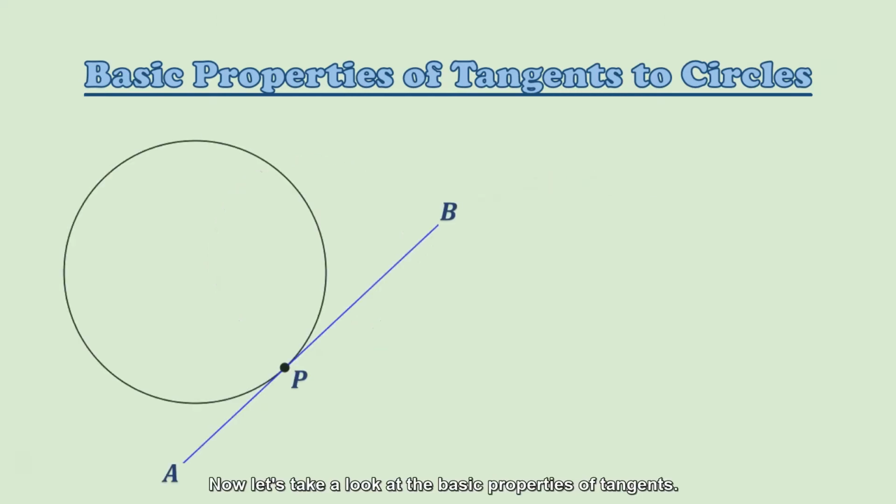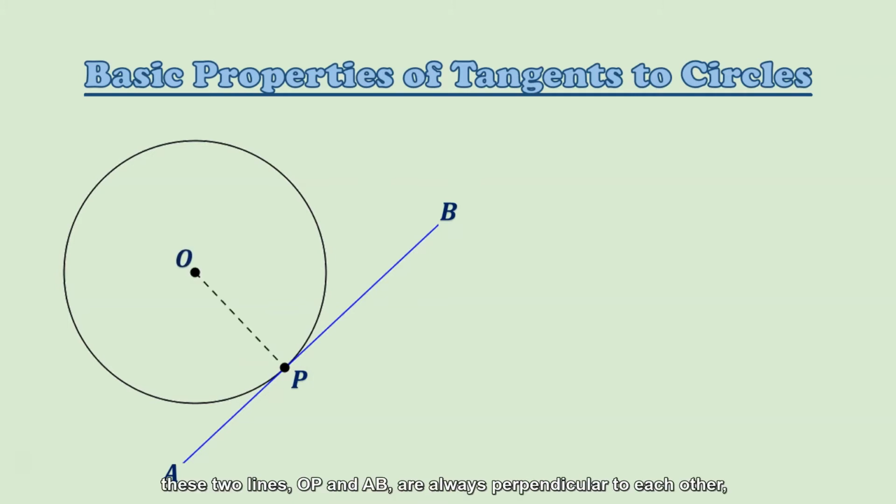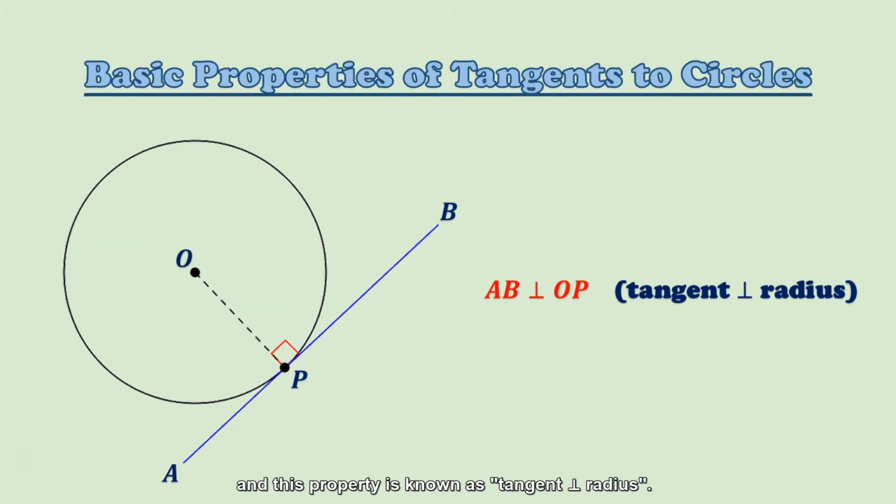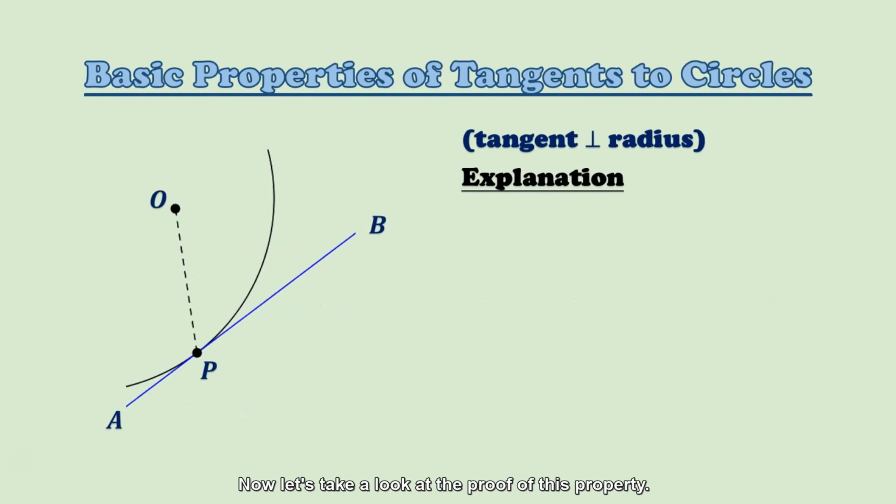Now let's take a look at the basic properties of tangents. Suppose the point of contact is P, then when we join P to the center O, these two lines OP and AB are always perpendicular to each other, and this property is known as tangent perpendicular to radius. Now let's take a look at the proof of this property. Here AB is the tangent to the circle at P and O is the center of this circle. We need to prove that angle OPB is a right angle.